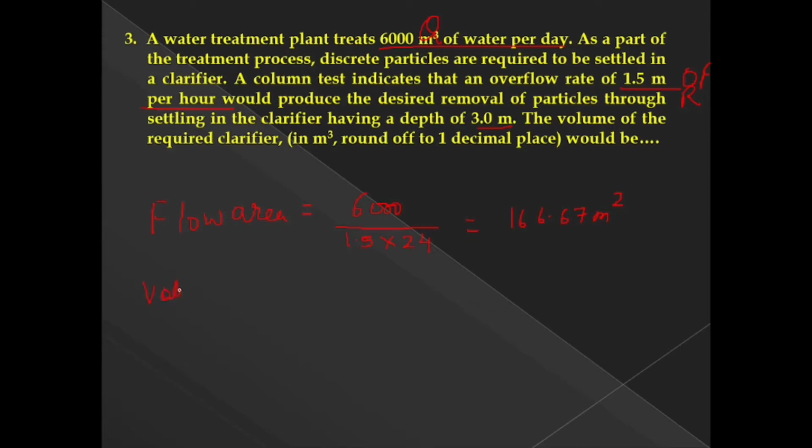Now the volume required for the clarifier we can easily calculate by the formula. Flow area, that is 166.67, multiplied by depth, which is 3 meter. After calculation I found the value as 500 meter cube. This was our question number 3.